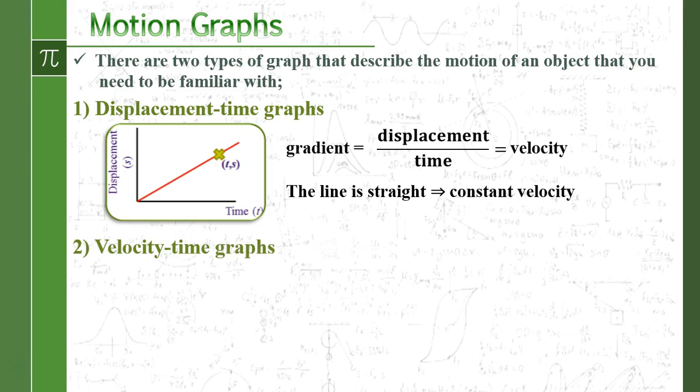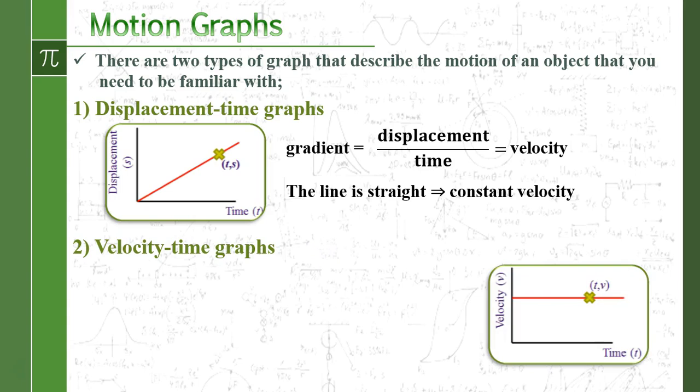The second type of graph is the velocity time graph. So we're going to plot velocity up the side against time. On this one, again, we've got constant velocity, but what it shows us is a horizontal line, i.e. velocity is unchanging. So again, what we've got now is our point here that tells us that at a certain point in time, the velocity of our particle is a certain value.